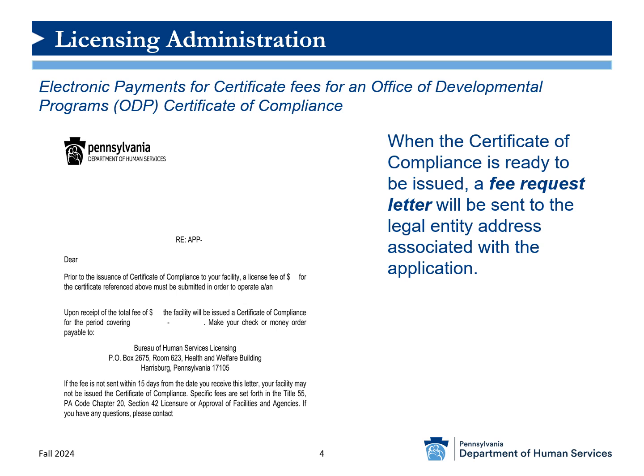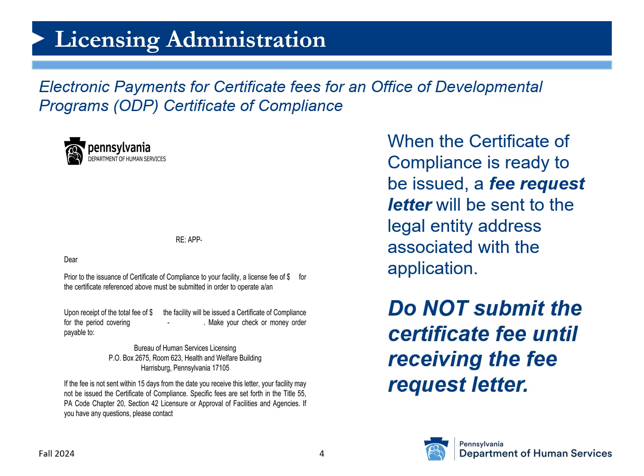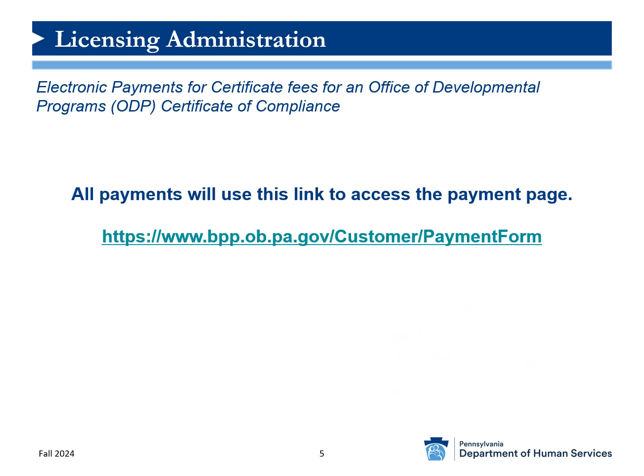When the certificate of compliance is ready to be issued, a fee request letter will be sent to the legal entity address indicated in the Certificate and Licensing System, known as CLS. Do not submit the certificate fee until receiving the fee request letter. This link is the one to use to access the payment page.